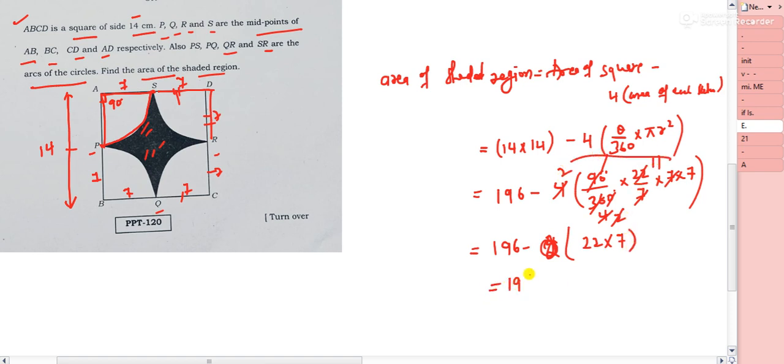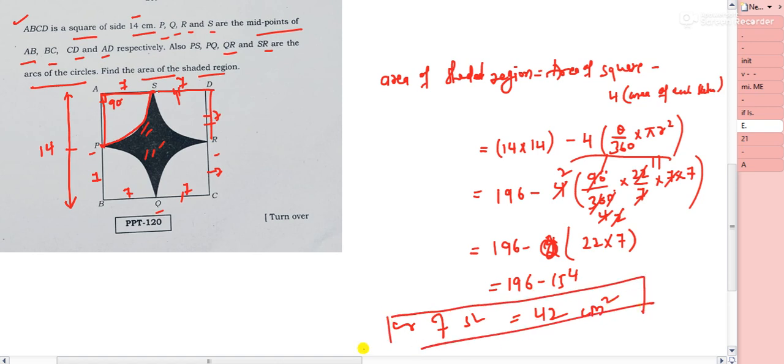So 196 minus 154. So how much will be this? It is 42. So area of shaded region is 42 centimeters square. Don't forget to write units. Okay, like this you can write. I hope you have understood this.